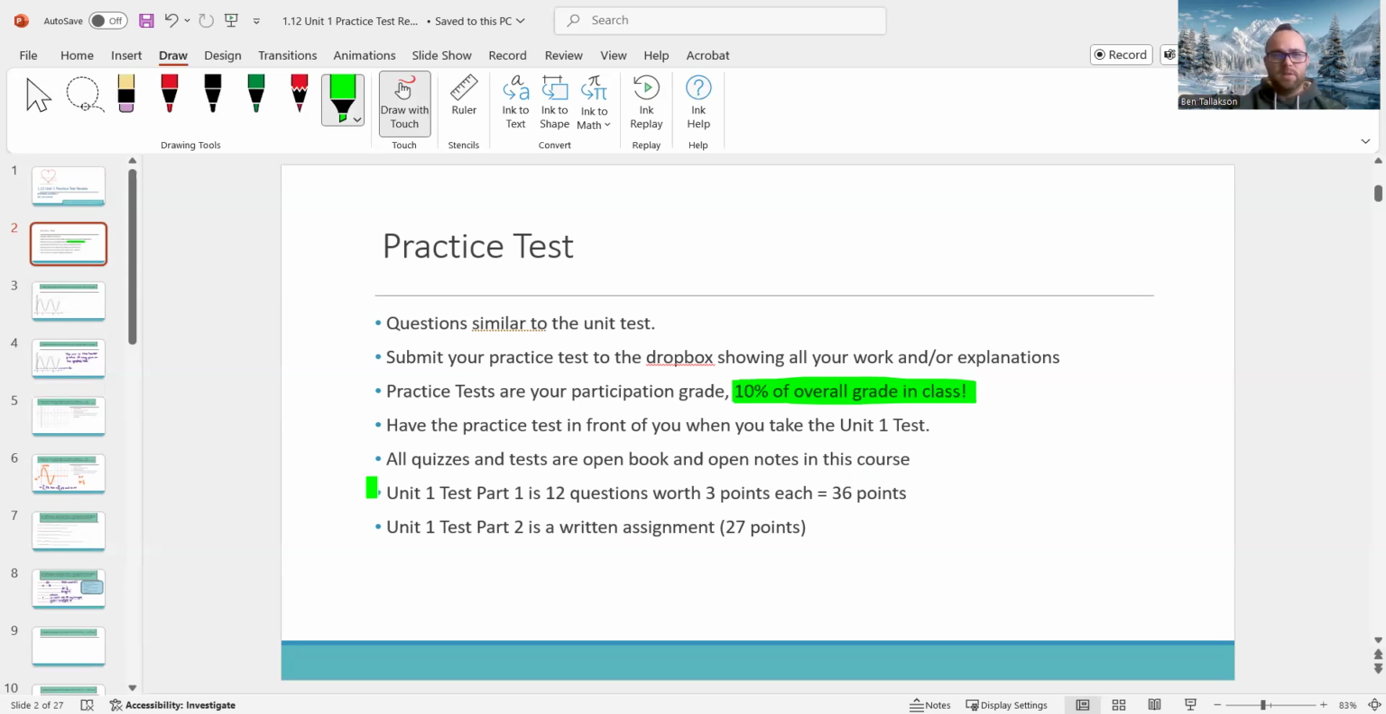This unit, like I mentioned, you're going to have a Part 1 and a Part 2 test. Part 1 is computer graded, so you'll get that score automatically. It's 12 questions worth 3 points each for a total of 36 points. And the Part 2 test is a handwritten assignment. We call those TGAs, and that's 27 points. So if you do the math, you have 10 points for the practice test, plus 36 for the Part 1 and 27 for the Part 2. This adds up to quite a bit of points. So please take it seriously, and please make sure you do it.